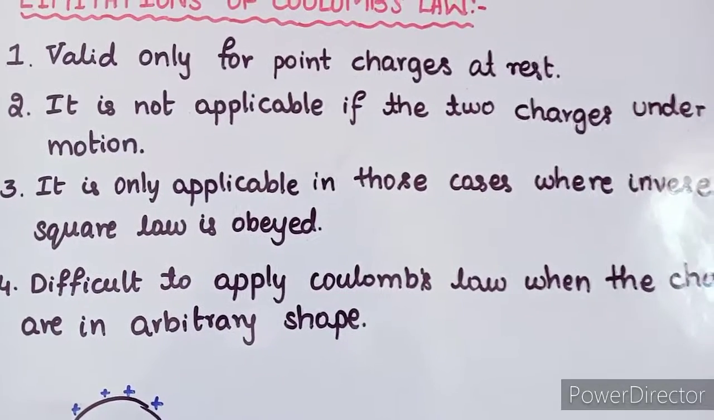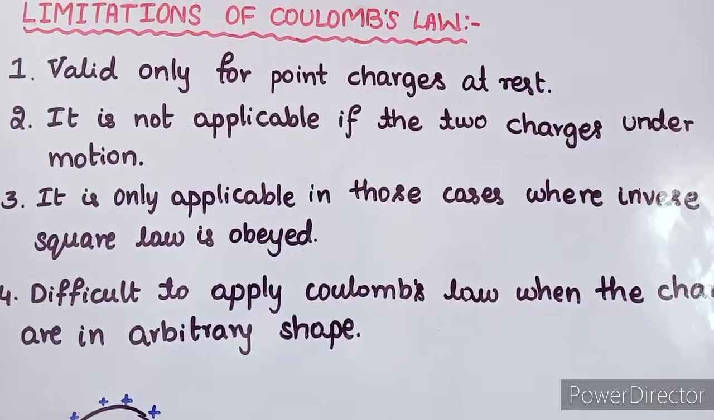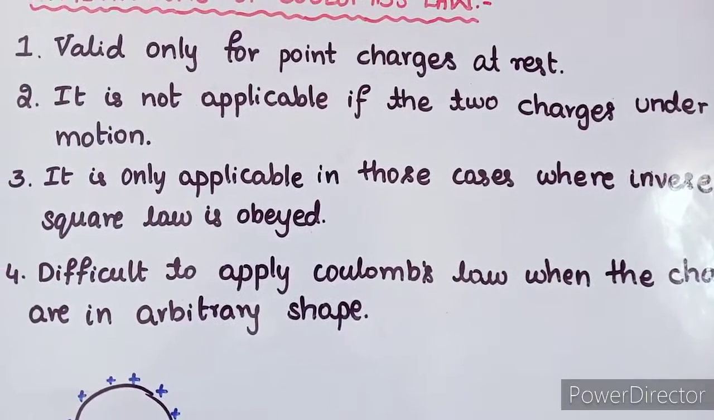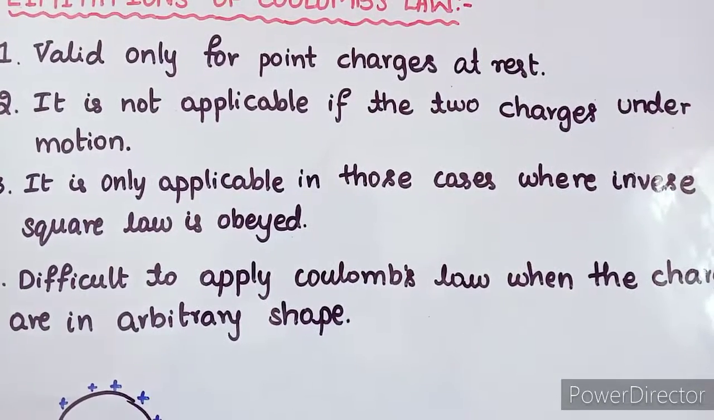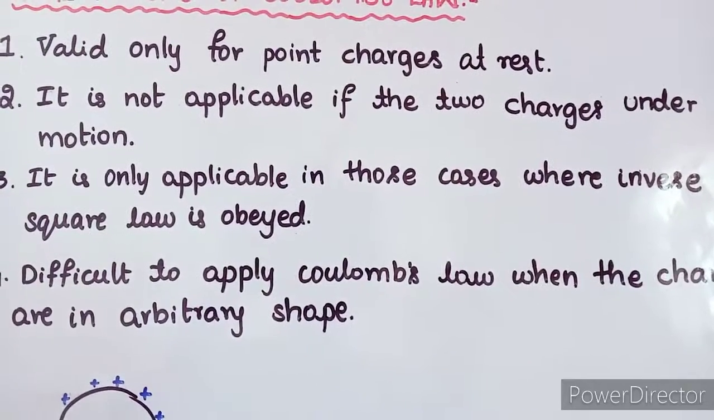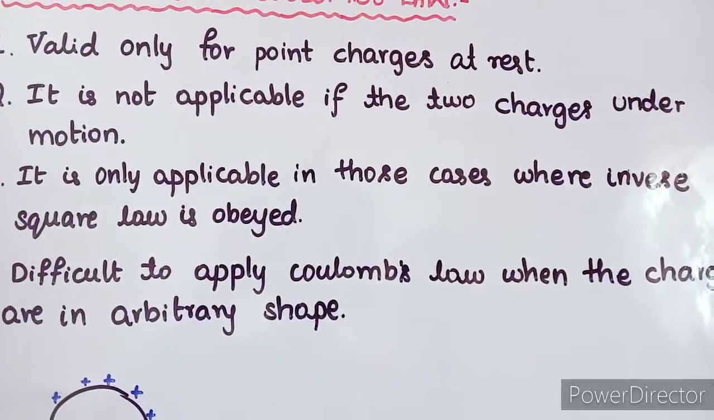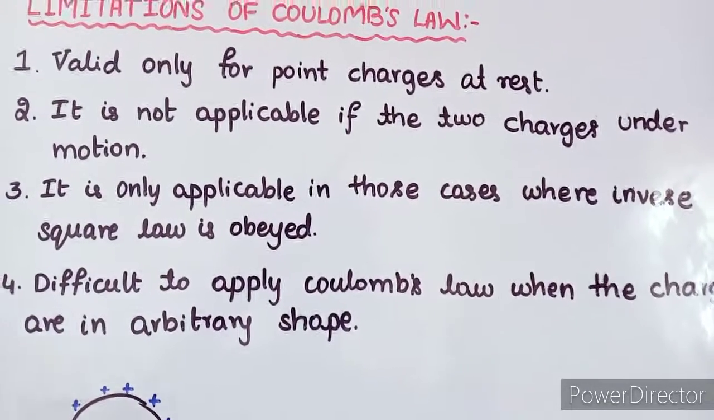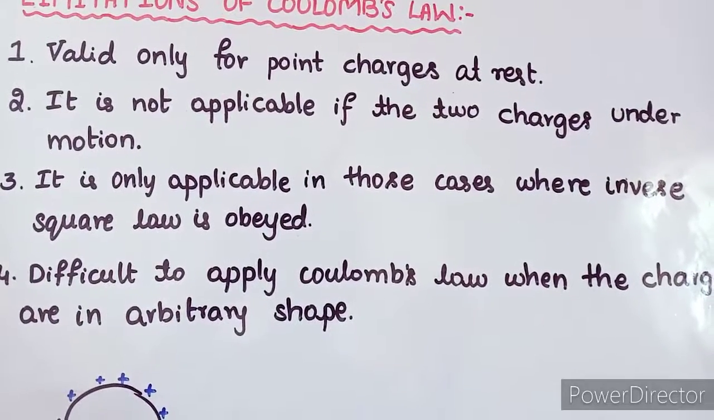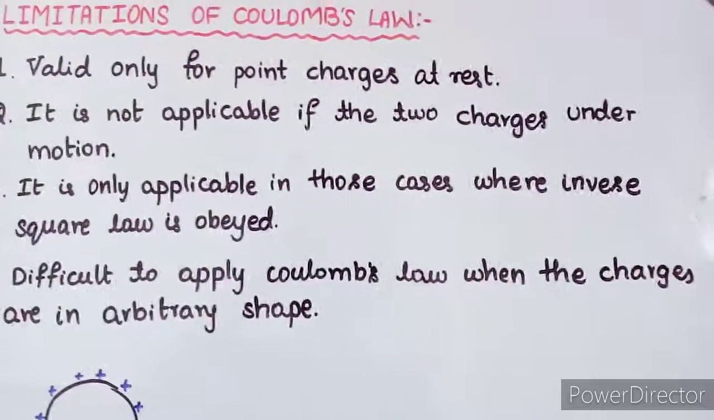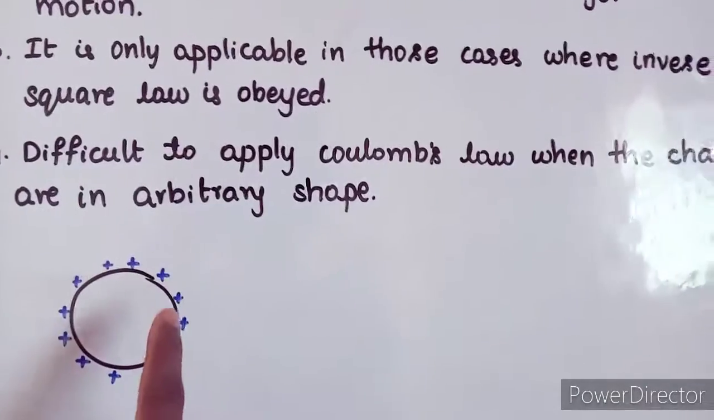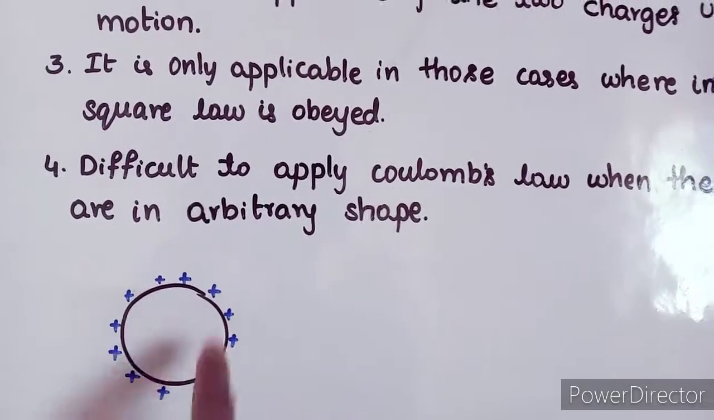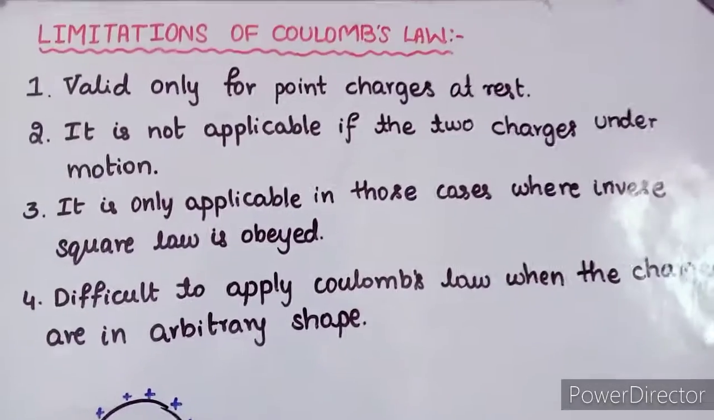And then the second one, it is not applicable if the two charges are in motion. Third one, it is only applicable for those charges where the inverse square law is obeyed. I have already told you Coulomb's force is inversely proportional to R square. That is called inverse square law. And the fourth one, it is difficult to apply Coulomb's law when the charges are in arbitrary shape. If the charges are in arbitrary shape, then it is very difficult to apply Coulomb's law. These are the limitations of Coulomb's law.